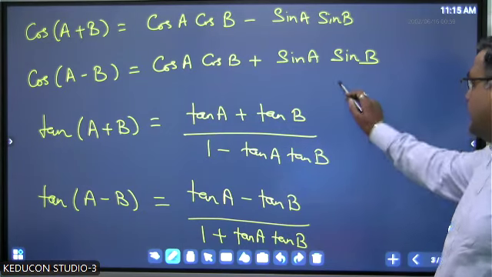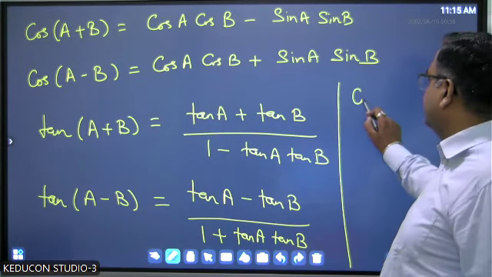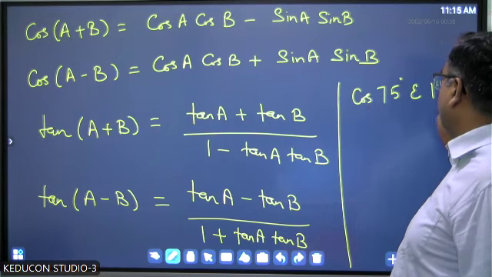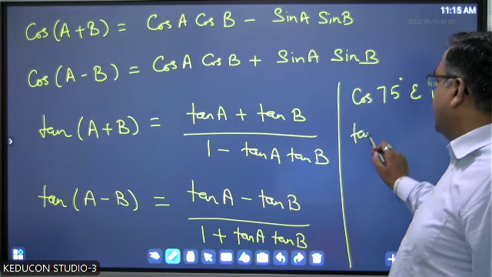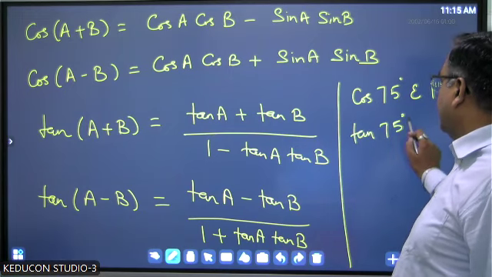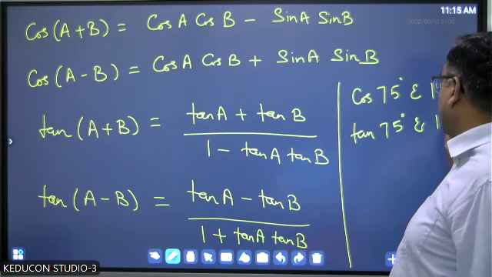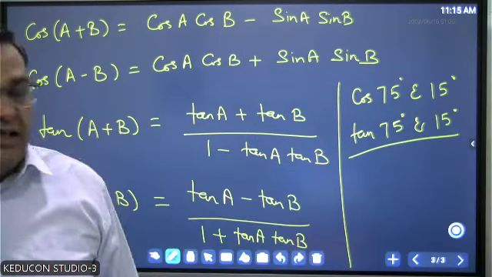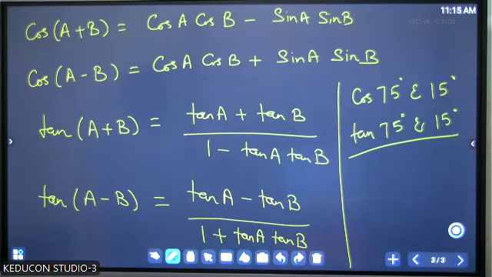Now find the value of cos 75 and 15 and tan 75 and 15. Please do this. Find these four values, students, by using these formulas.